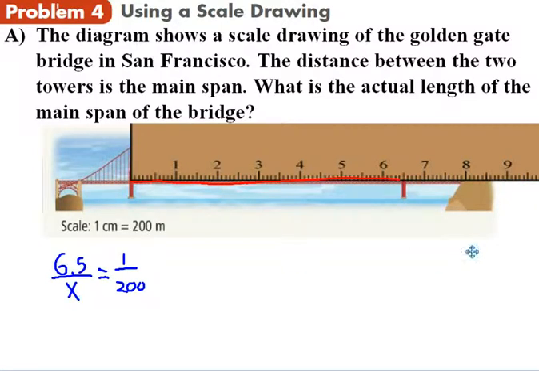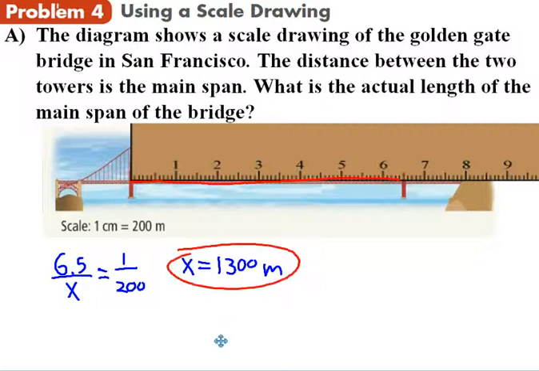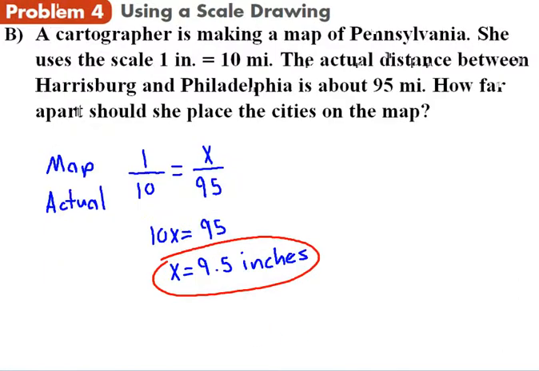So taking my cross multiples, we'll have 1 times x, which is just x, is equal to 200 times 6.5, which gives me 1,300. Okay, so the actual length of the main span is 1,300 meters. Okay, why don't you take a minute, give part B a shot, and check the answer.